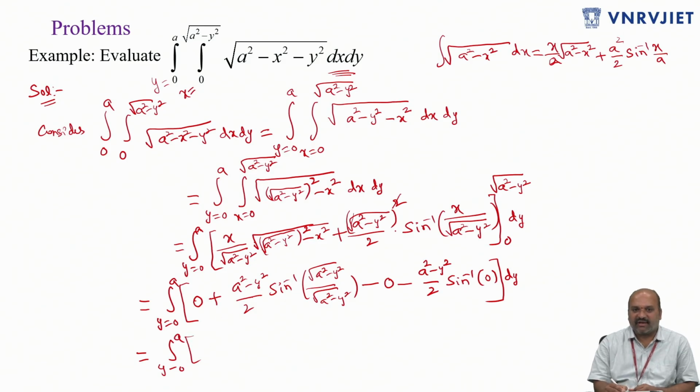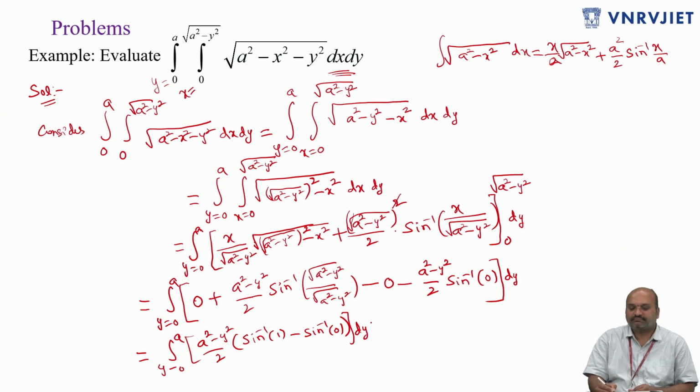So here we have a square minus y square by 2. Let's take a square minus y square by 2 common, into sine inverse of 1. Numerator and denominator are the same, so it gets cancelled. Minus sine inverse of 0, into dy.